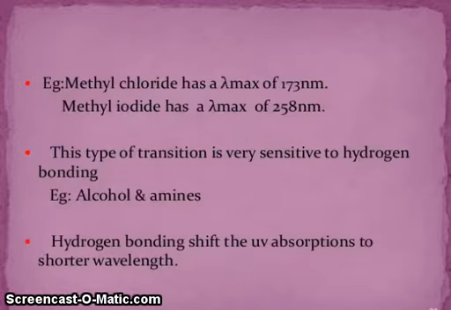So friends, methyl chloride has a lambda max of 173 nanometers. Methyl iodide has a lambda max of 258 nanometers. This type of transition is very sensitive to hydrogen bonding. In alcohols and amines, hydrogen bonding shifts the UV-visible absorption to a shorter wavelength.